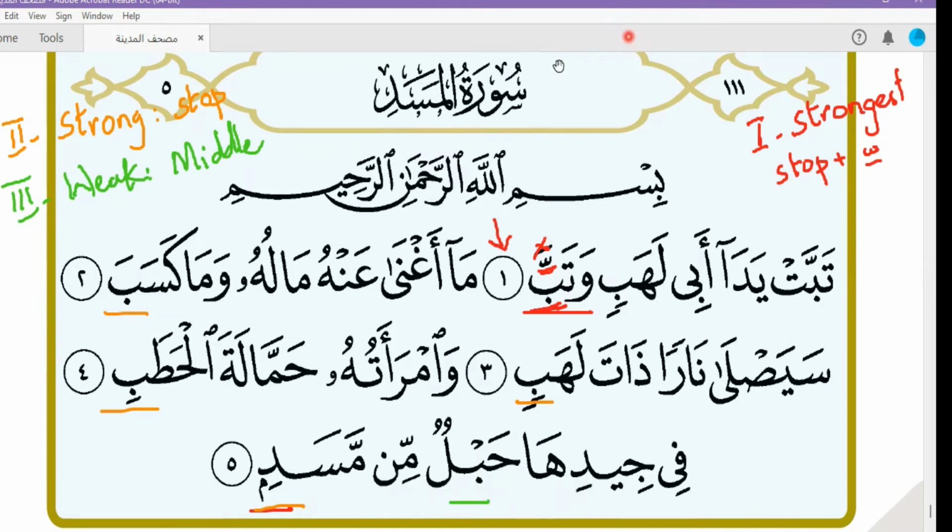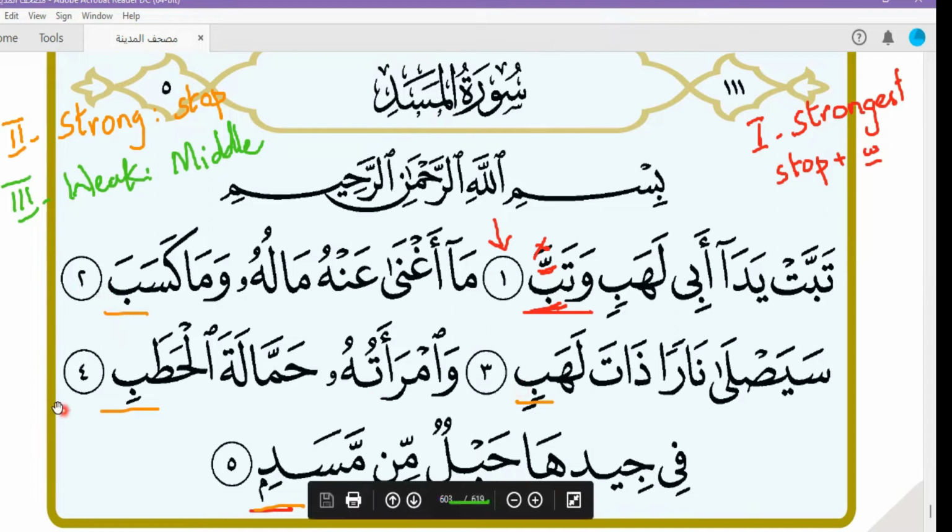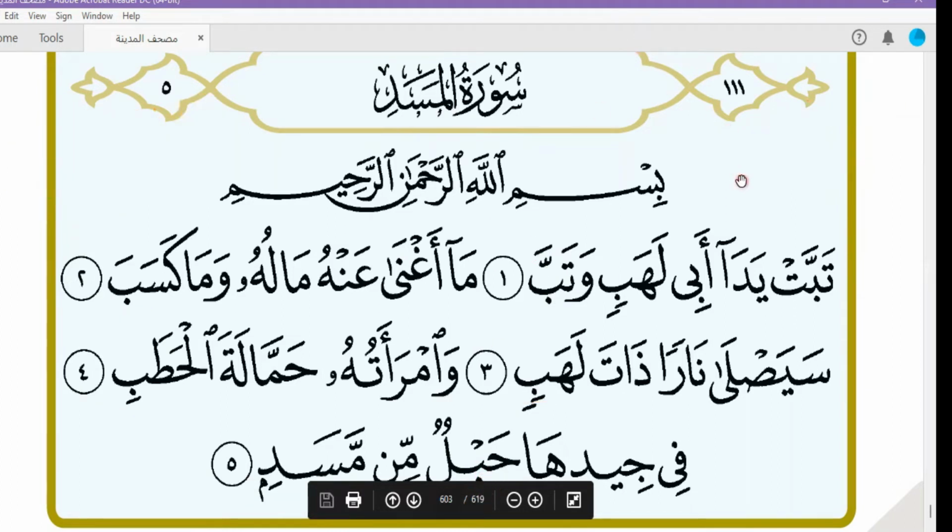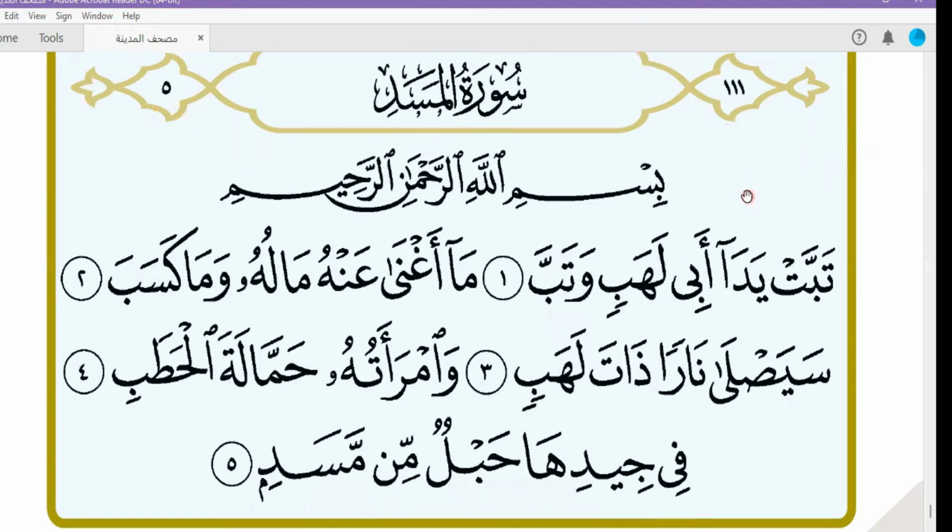And among the short surahs, or say among the last 10 surahs, this is the only surah that has all the three levels of qalqala. Strongest is in watab, strongest in all the ayahs ending, and weak is in the last ayah, habilun. Right, that's the specification of the surah. That's why it's a little bit different, a little bit special.